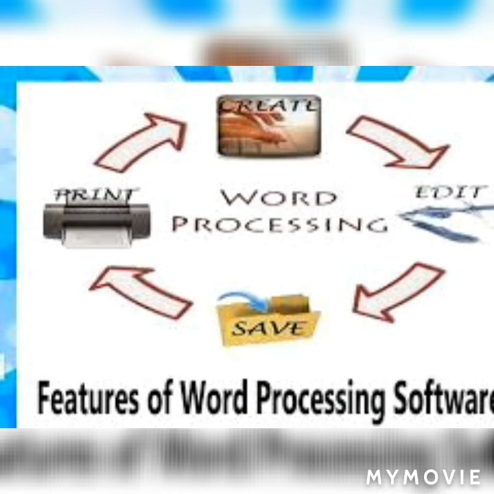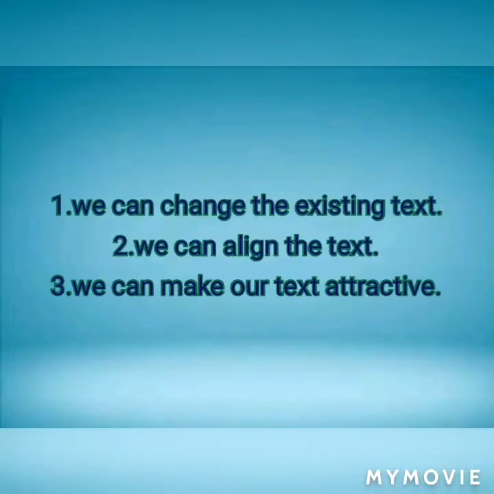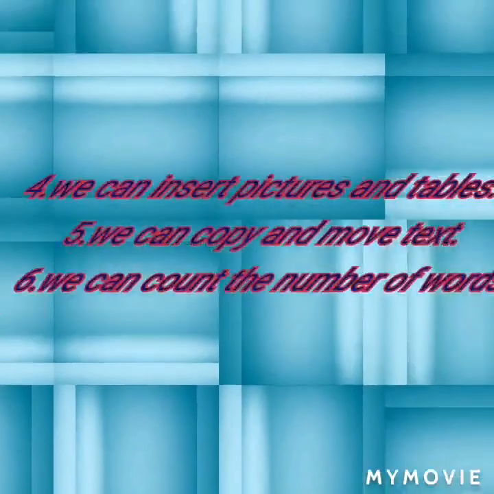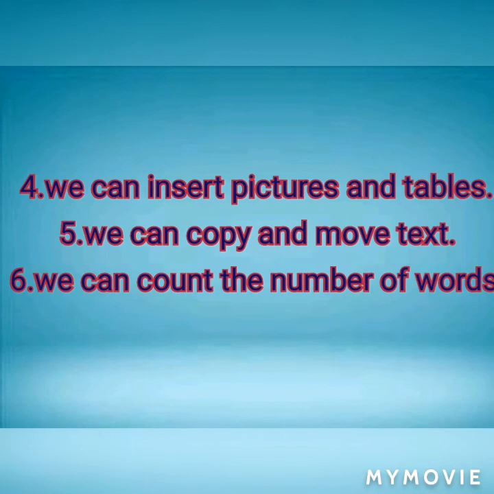Now we will talk about the features of a word processor. Your first one is we can change the existing text. Number 2, we can align the text. Number 3, we can make our text attractive. Number 4, we can insert pictures and tables. Number 5, we can copy and move the text. Number 6, we can count the number of words, that means whatever you have written over there.